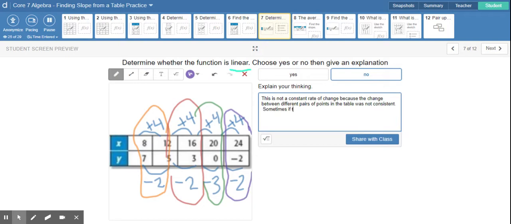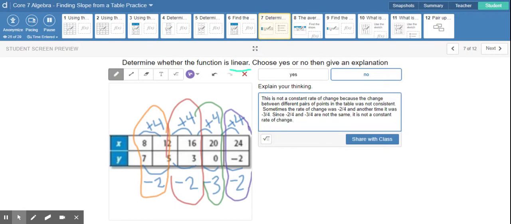Sometimes the rate of change was negative 2 over 4, and another time it was negative 3 over 4. So since those two fractions are not equal, it's not a constant rate of change. Since negative 2 over 4 and negative 3 over 4 are not the same, it is not a constant rate of change.